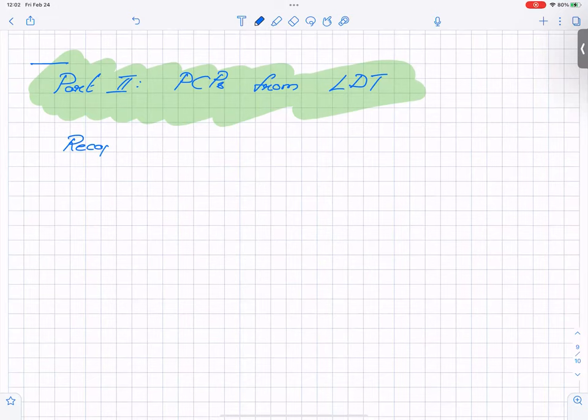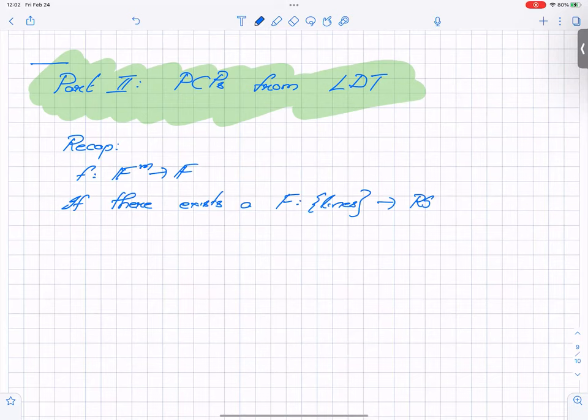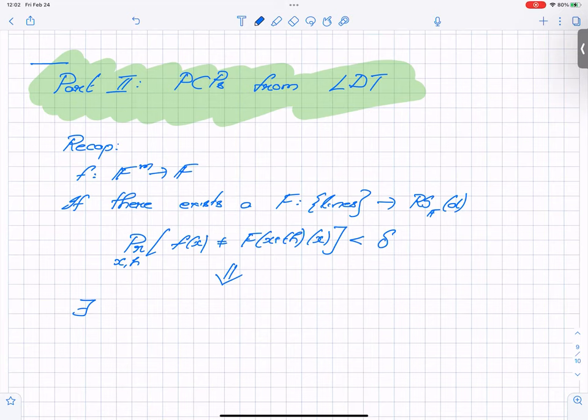We have shown the following. So f is some point table. Show that if there exists a line table, such that the probability over x and h that f of x is not equal to p of x plus h at the point x is less than delta, that implies there exists a global polynomial p in Reed-Solomon code of degree d, such that delta(f, p) is less than 4 delta.